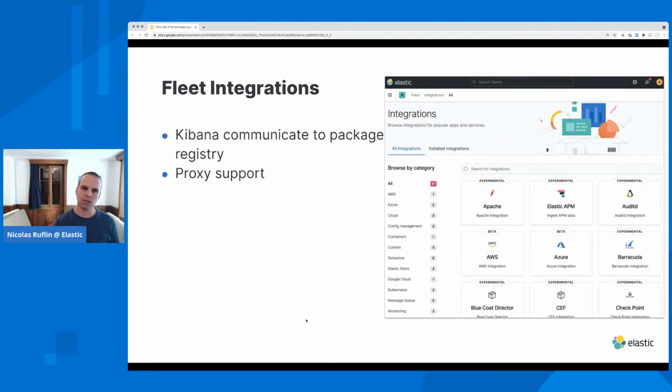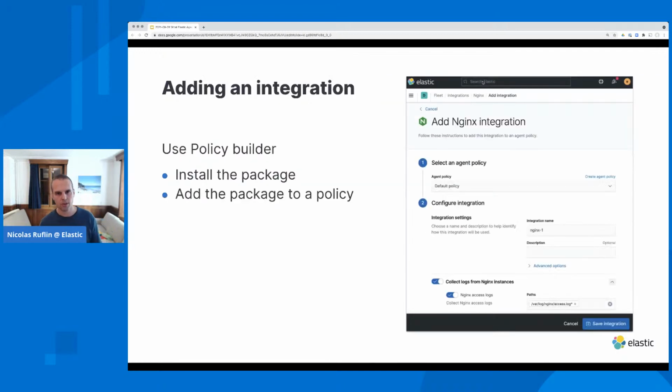For the integration page here on the right side, you see a screenshot. That is actually all loaded live directly from the registry. So if you're behind a firewall and you don't have access to epr.elastic.co, you're going to see there is a problem, you need to configure the proxy support, or there is also parallel work ongoing so that you can actually run your own registry.